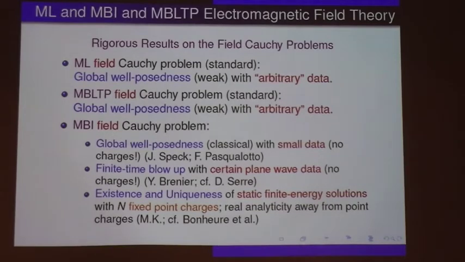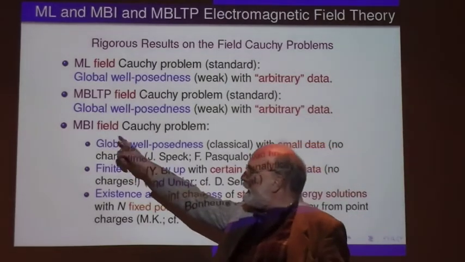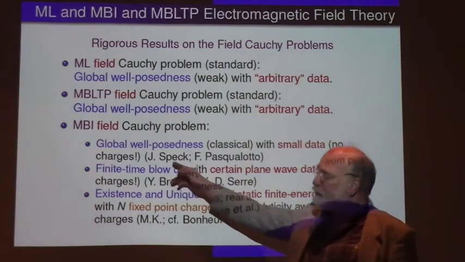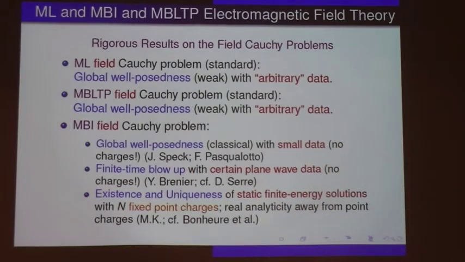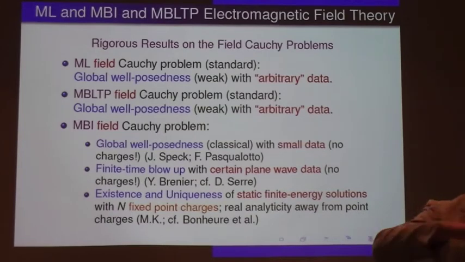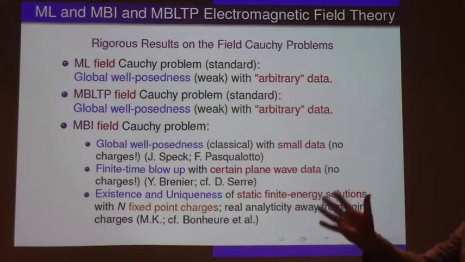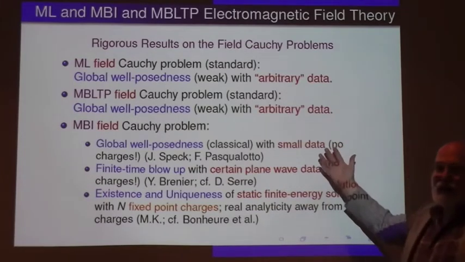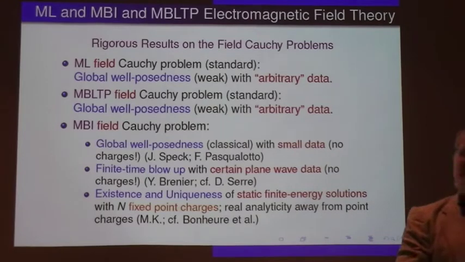Everything is fine. The really hard part is the Maxwell-Born-Infeld field equations because they are nonlinear, and global well-posedness was first proved without charges for small initial data by Gerald Speck, who was one of my PhD students here, and more recently Federico Pasqualotto in Princeton generalized Speck's work to curved Schwarzschild space-time, that means outside of a black hole, but there are no charges. Small data means you don't have point singularities that come from the charges.